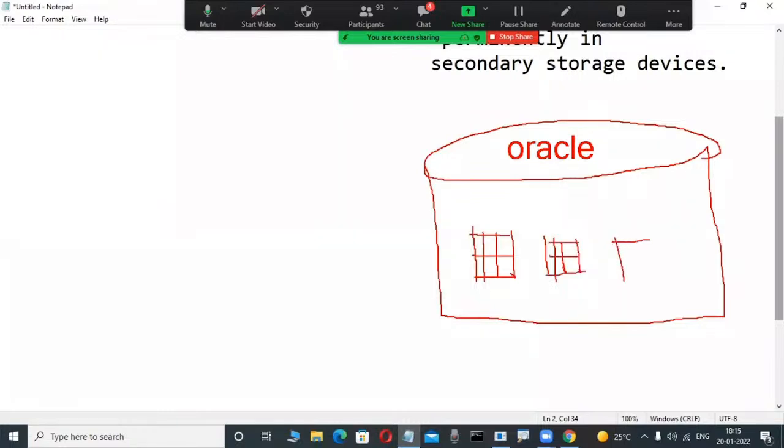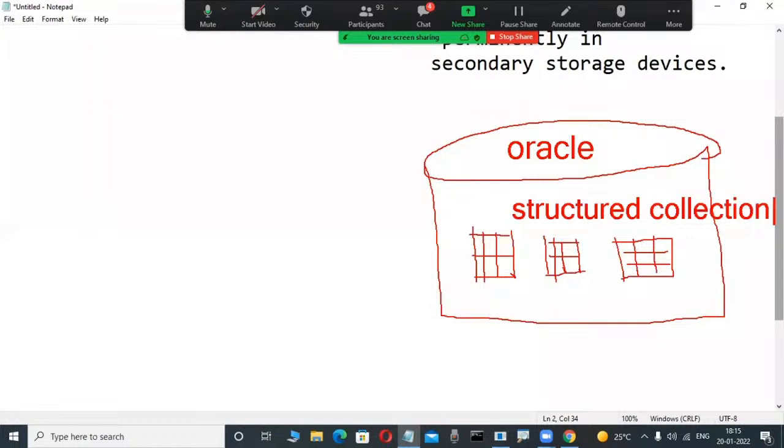Same like that, here data is stored in a logical structure side. What is logical and what is physical data? On the logical side, data is stored in table format, in a structured manner. All relational databases store a structured collection of data, not non-structured. Non-structured means other databases are there. Oracle is one of the popular relational databases.